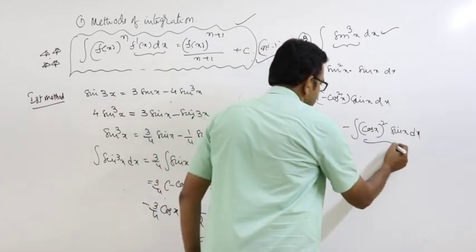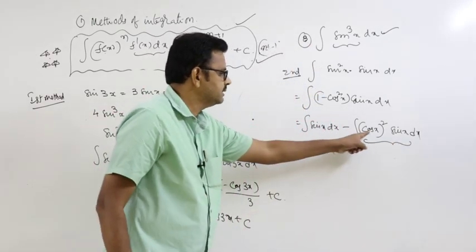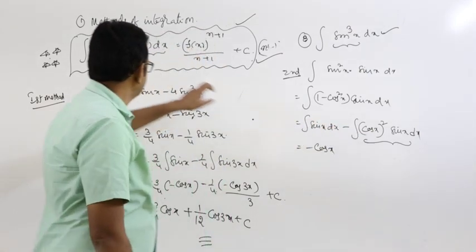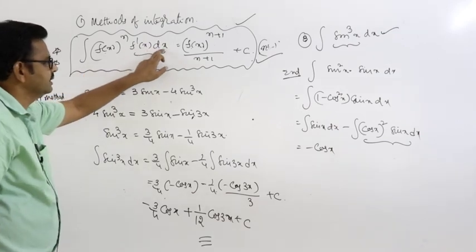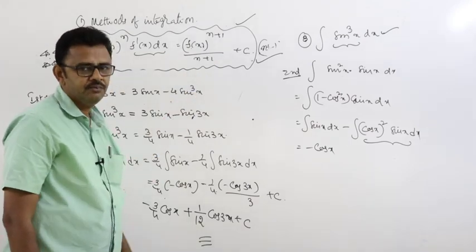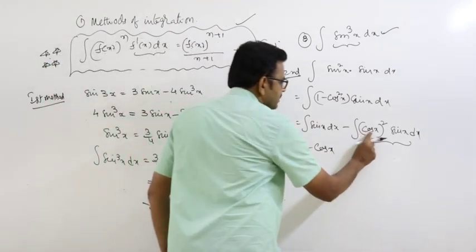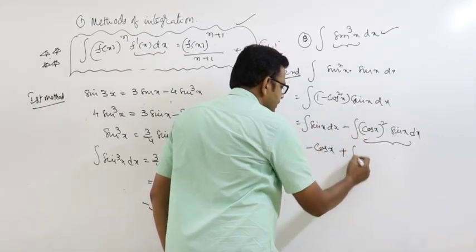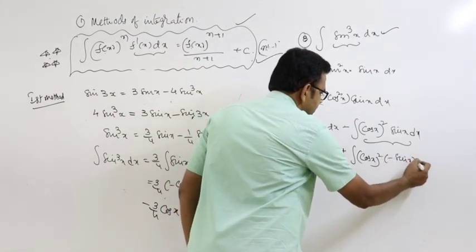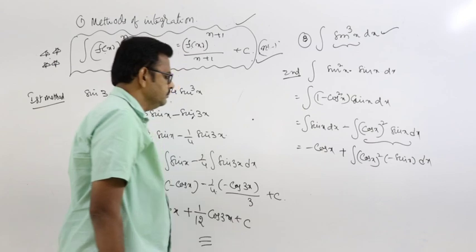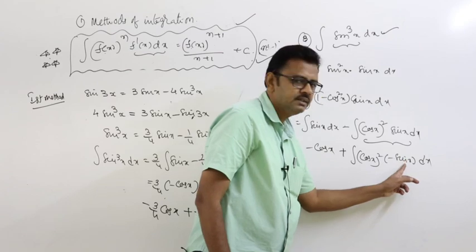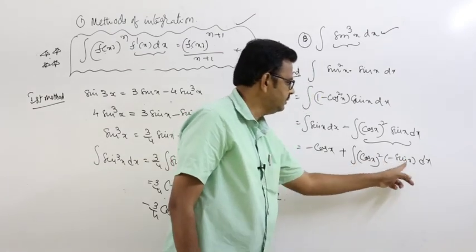Again, see this part. Derivative of cos x is what? Minus sin x. So again, f of x whole power n into f dash x dx is f of x whole power n plus 1 by n plus 1 plus c form. So derivative of cos x is minus sin x. So I can put this as plus integral cos x whole square into minus sin x dx. Now this is f x whole power n into f dash x.